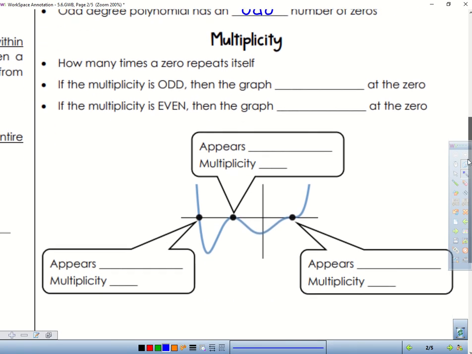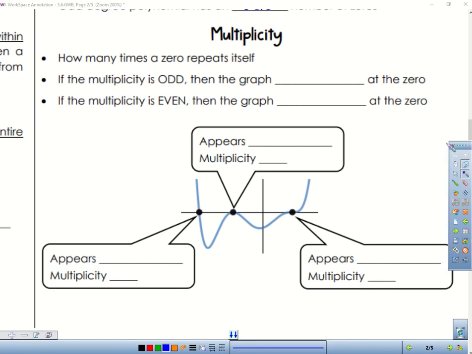So now we're going to talk about multiplicity. This is a completely new concept to Algebra 2 that you don't really at all talk about in Algebra 1. So this is how many times a zero repeats itself. So what differentiates a graph that has the same zero occurring multiple times? Well, let me show you.